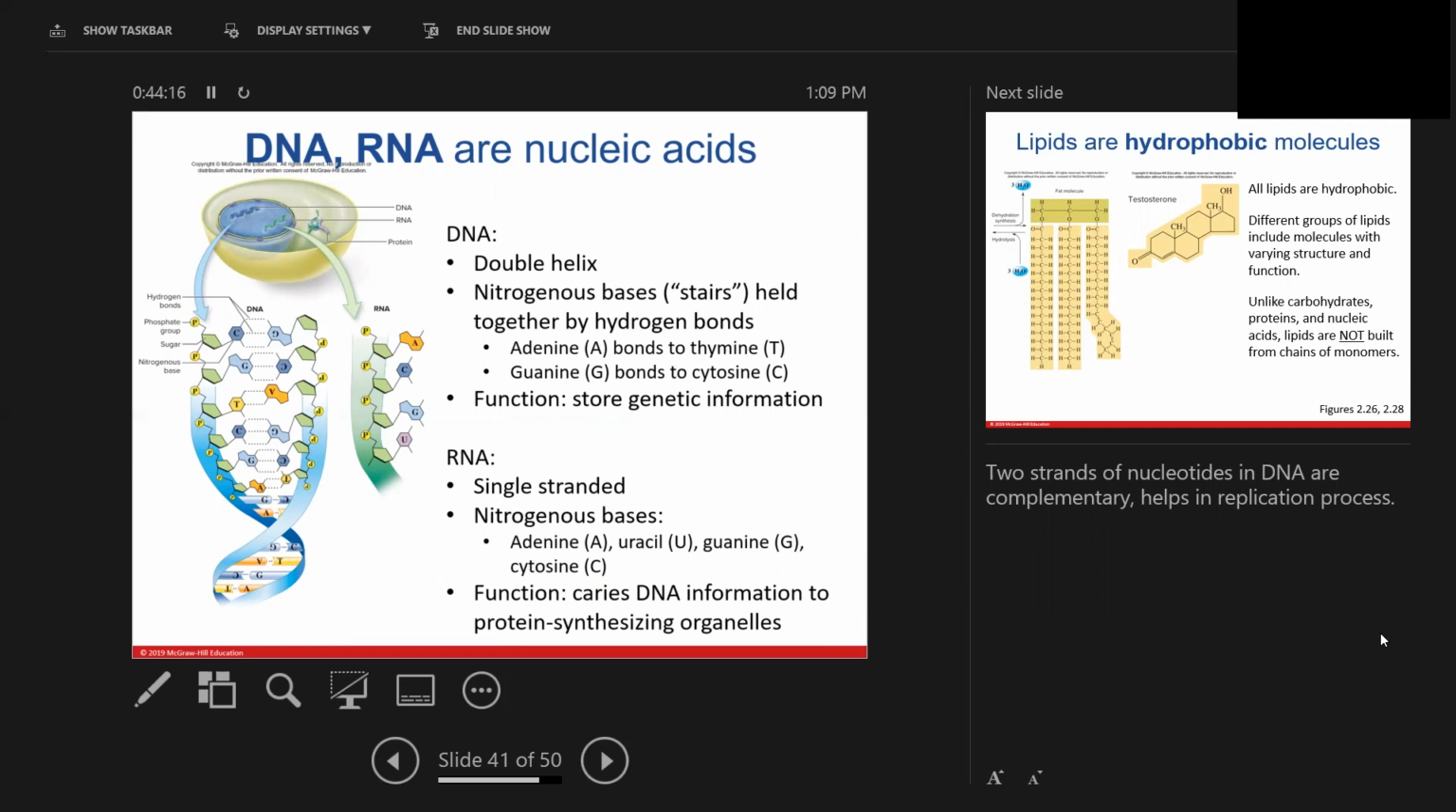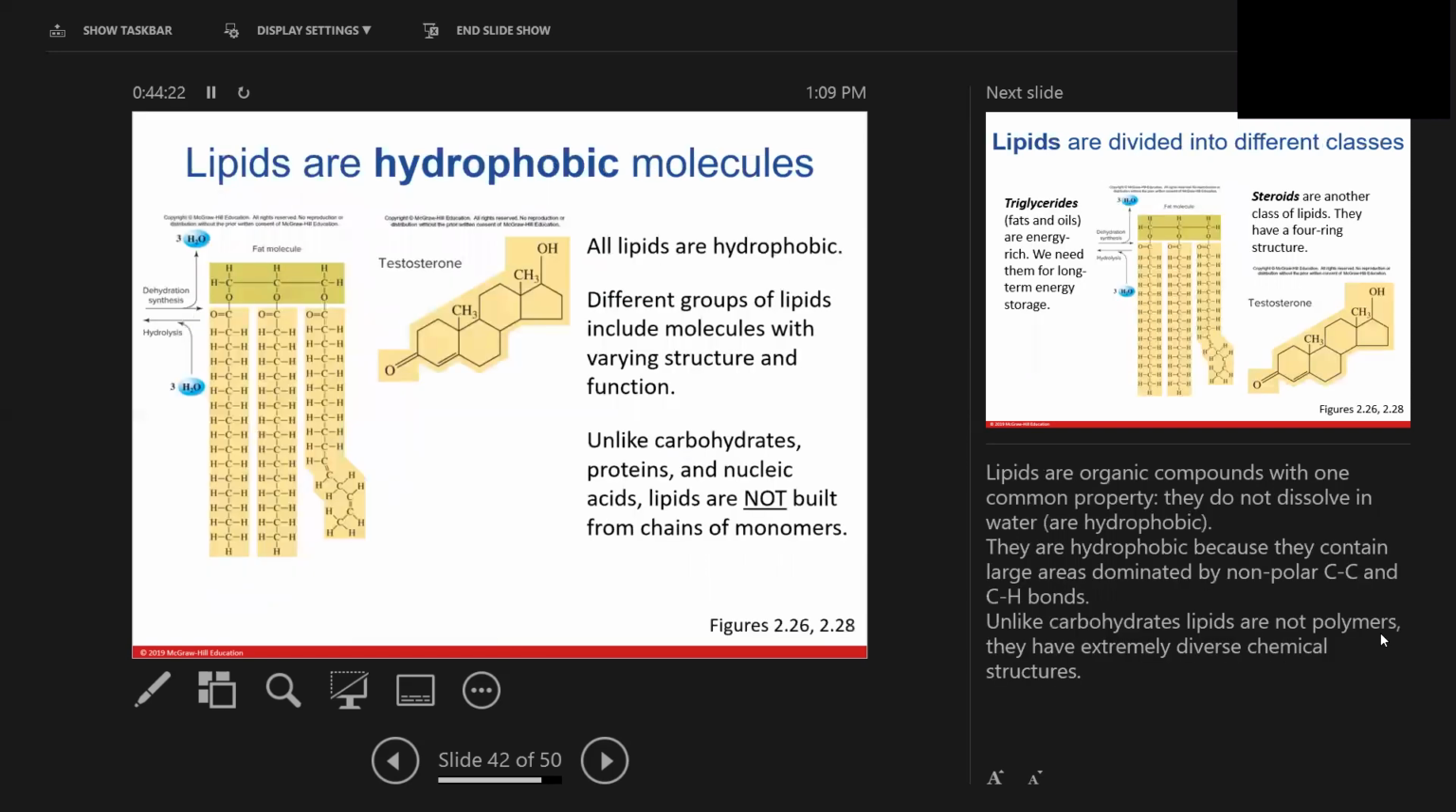So we're going to get to our final main compound needed for life. That's lipids. This is the only thing that's going to be primarily hydrophobic, in a general big picture sense of what defines the compounds of your body. This is pretty much the only one that's hydrophobic. Now, all lipids are hydrophobic, and different groups of lipids include molecules with varying structures and functions.